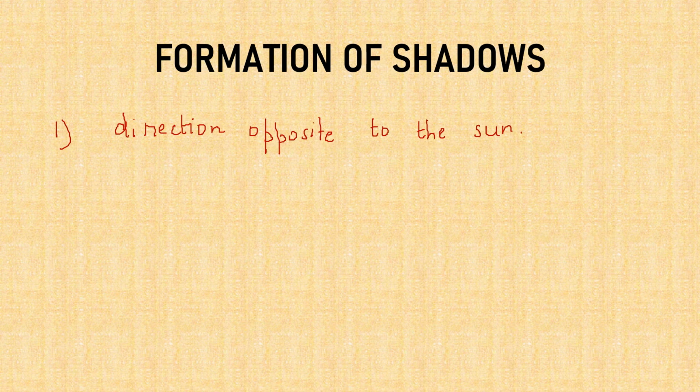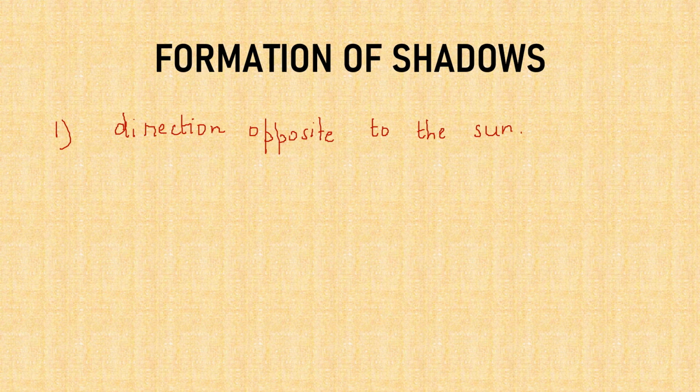And what if the sun is in the west? The shadow will be formed in the east. So whichever direction the sun is present, the shadow is always formed in the direction opposite to the direction of the sun. Also, you must remember here that the sun always rises in the east and the sun always sets in the west.